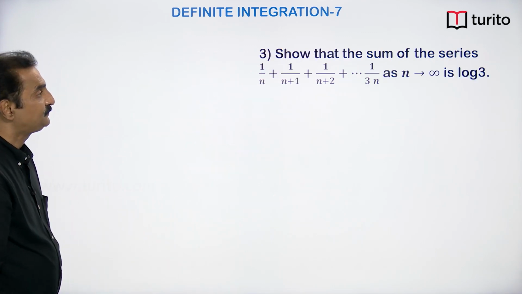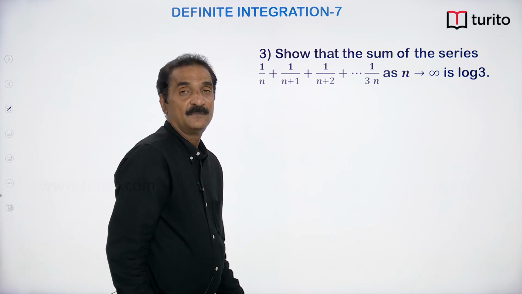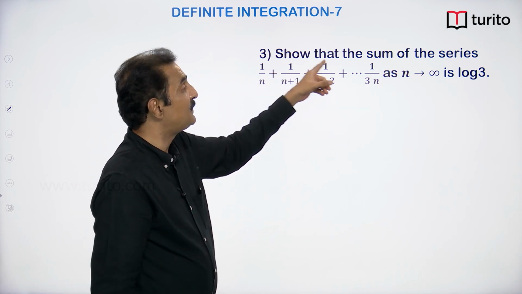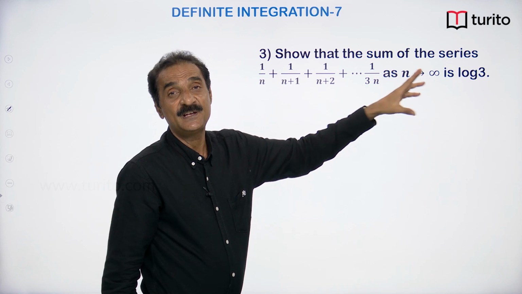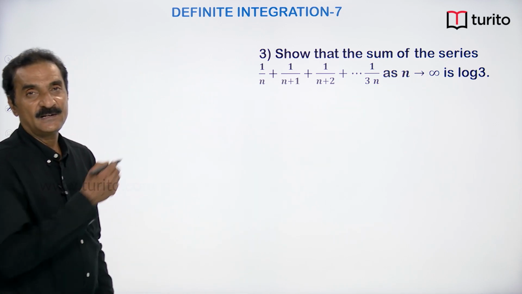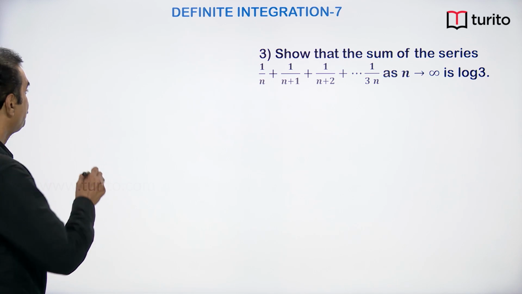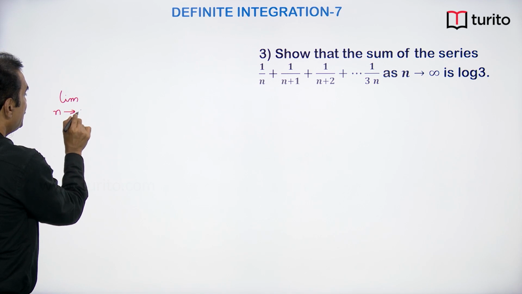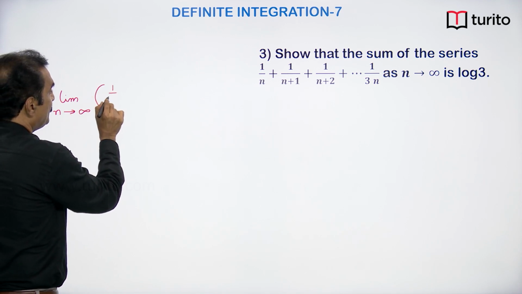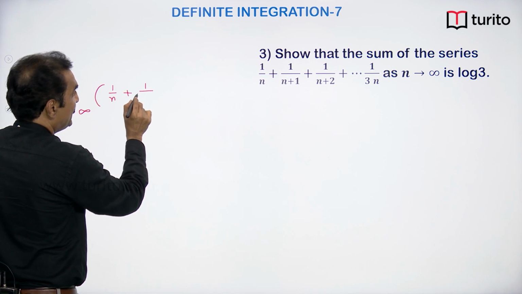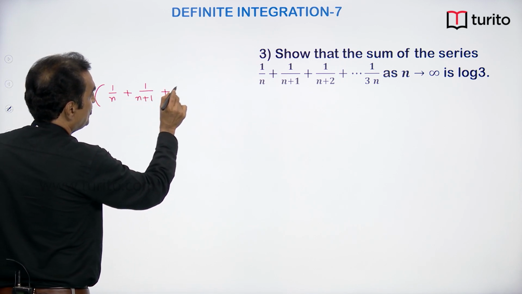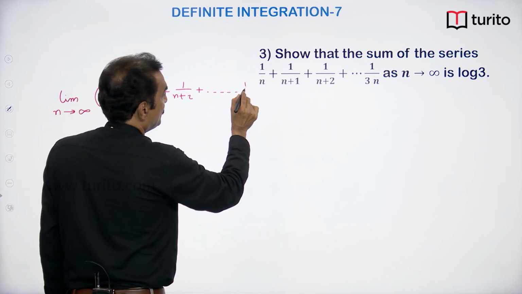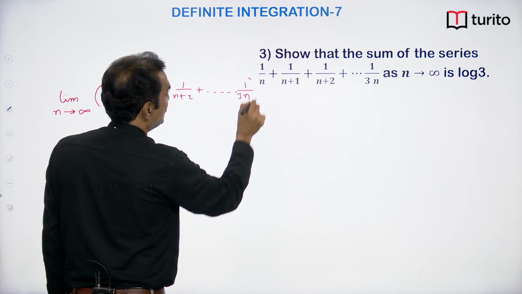Next question, find the sum of the series as n tends to infinity, or show that the sum of the series as n tends to infinity is log 3. Let us write the question in the form of a limit. Limit n tends to infinity 1 by n plus 1 by n plus 1 plus 1 by n plus 2 and so on 1 by 3n. This is the given question.